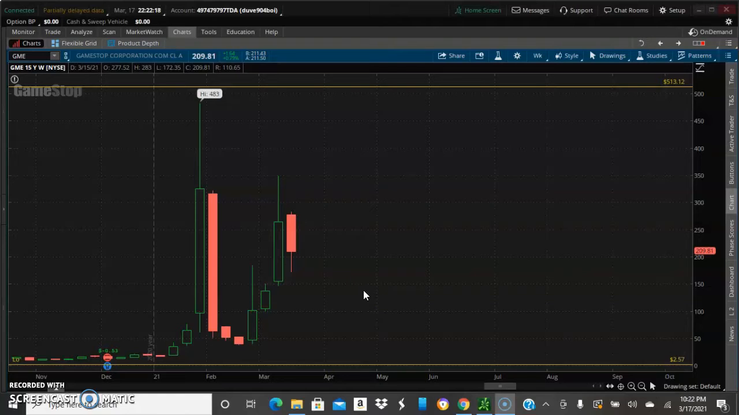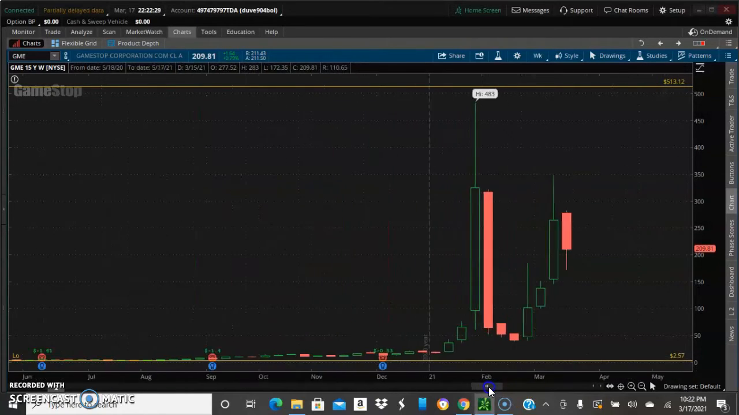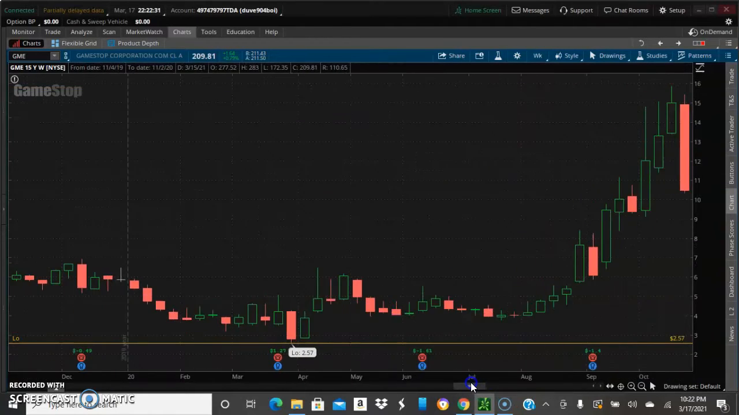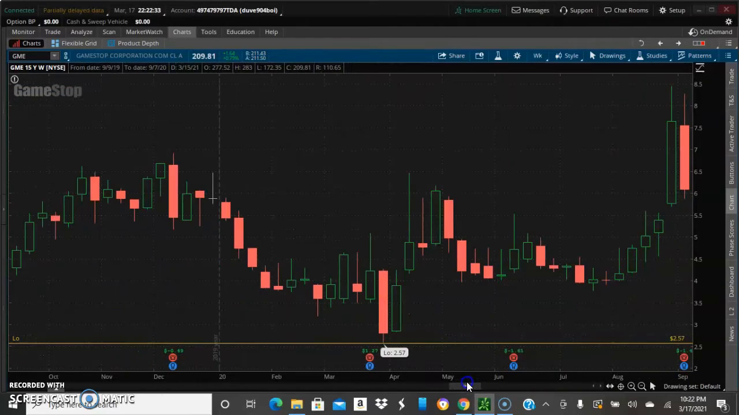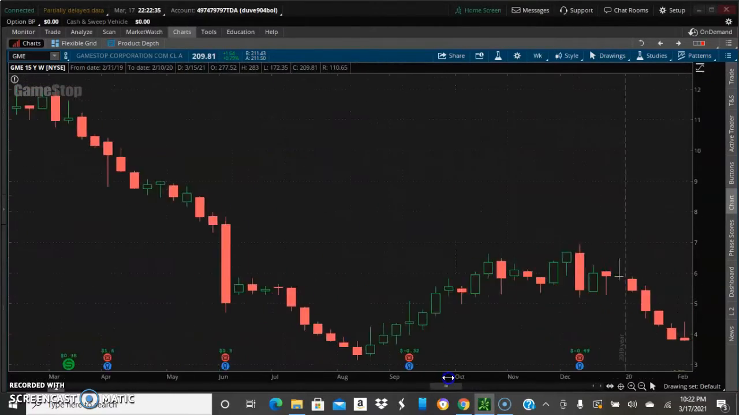You know the most volatile stock over the last few months, man. And you can see what's going on. This is a weekly chart right here, so y'all can see this thing. Anybody that paid attention, you know this thing moved crazy.